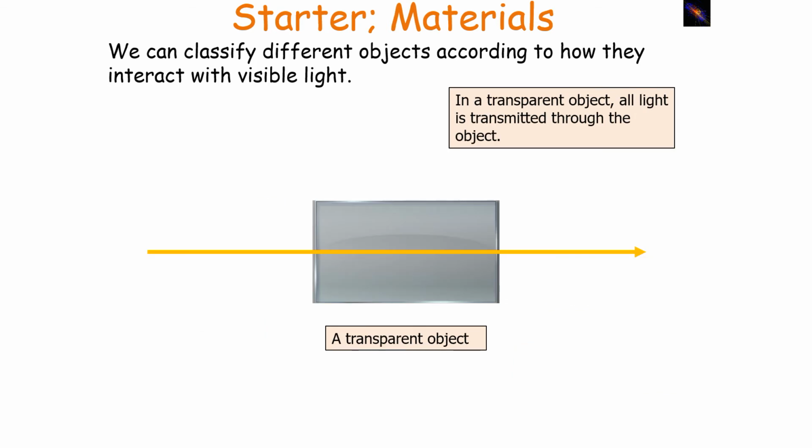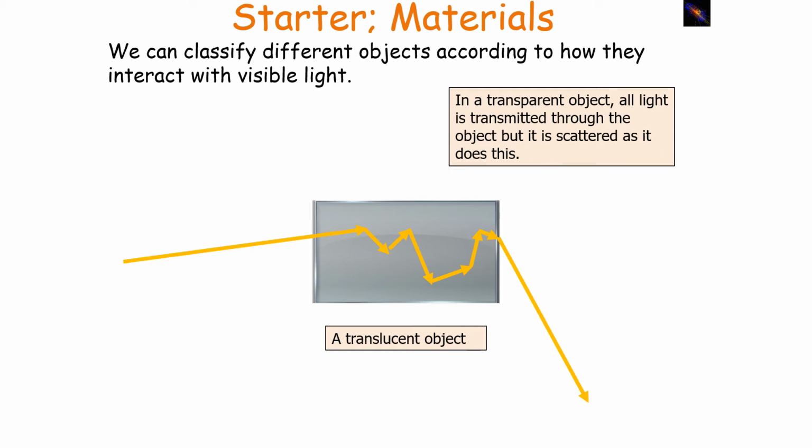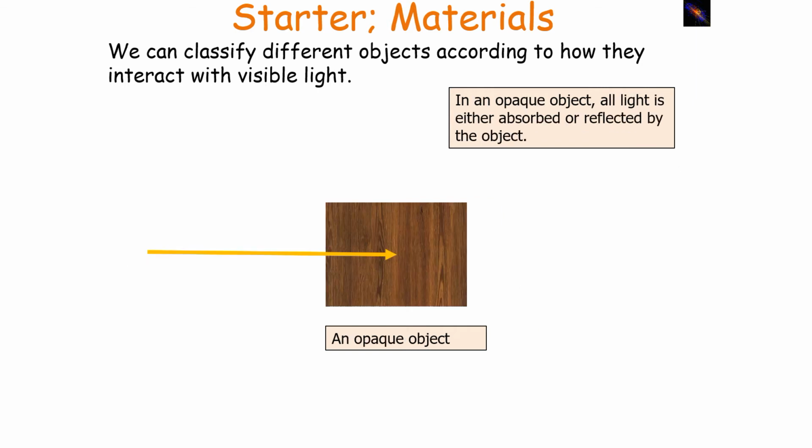So to clarify, in a transparent object all light is transmitted through the object. In a translucent object all light is transmitted through the object, but it's scattered as it does this. And finally, in an opaque object all light is either absorbed or reflected by the object. So it can either be absorbed by the object or reflected back off the object.